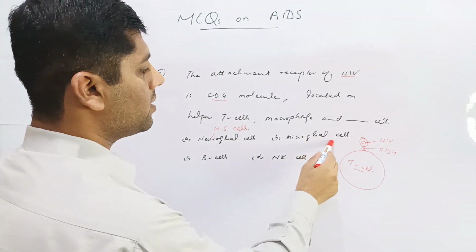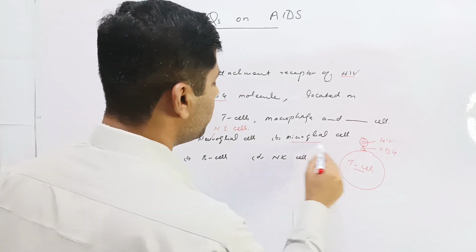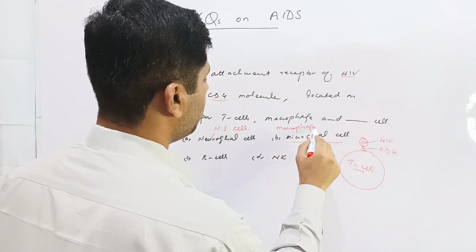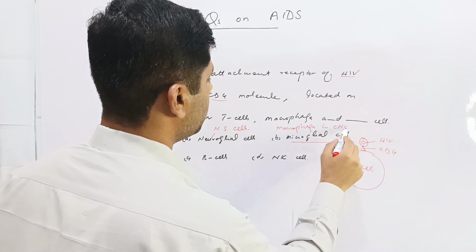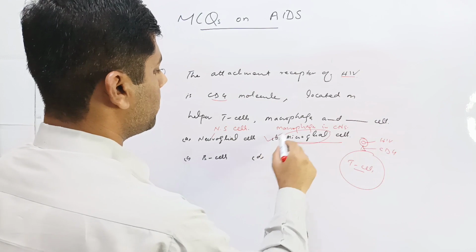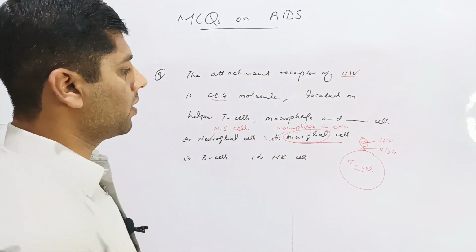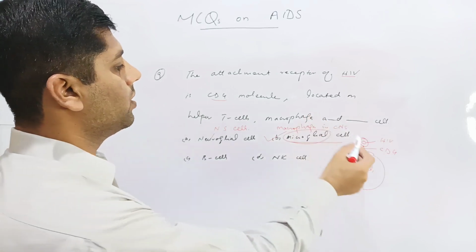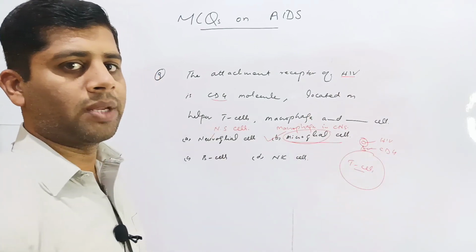Next is microglial cells. These are basically macrophages located in the central nervous system. Macrophages in the central nervous system are called microglial cells. This is the correct option, the desired option. The microglial cells, the macrophages in CNS, also comprise CD4 receptors to which the HIV can bind.